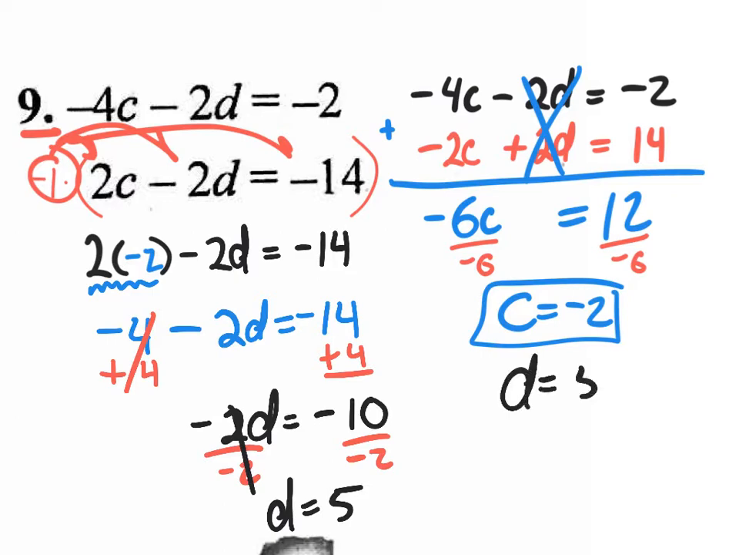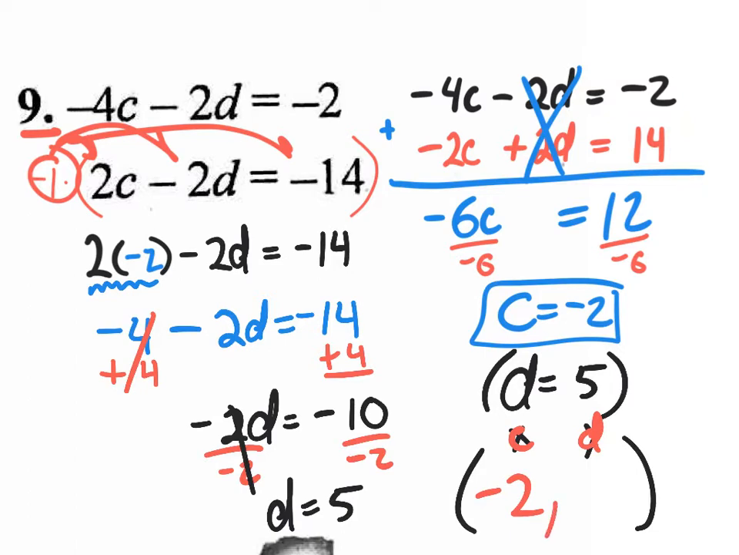D equals positive 5. As an ordered pair, instead of x's and y's, we have c's and d's, kind of like alphabetical order. So it's negative 2 comma 5. That's your answer for number 9.